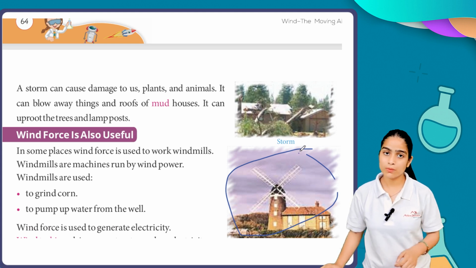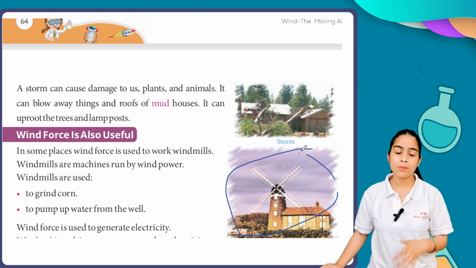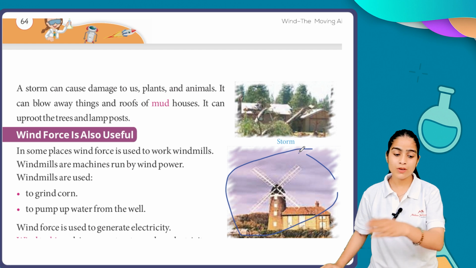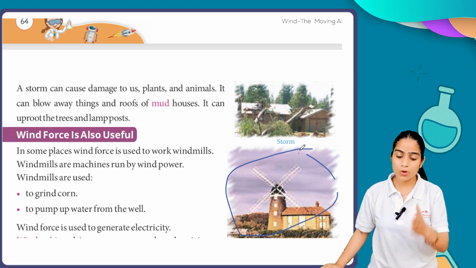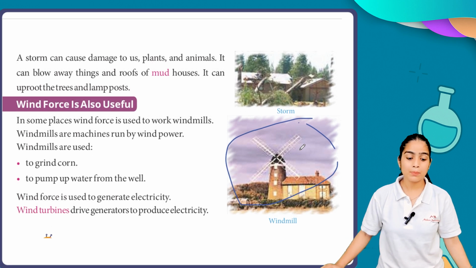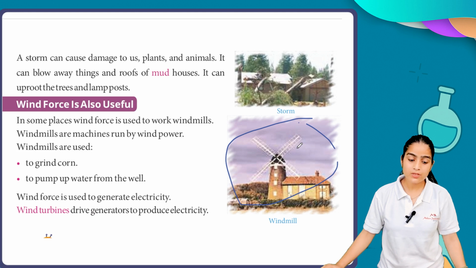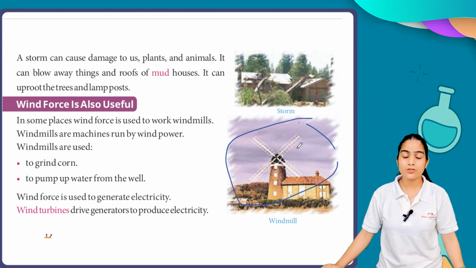This is called a windmill. It has four wings and it moves round and round to grind corn and pump up water from the well. With a strong force of wind, it moves fast, and the better it moves, the more efficiently the corn is ground and the more water is pumped out from the well. Wind force is also used to generate electricity. Wind turbines drive generators to produce electricity. So we are also using windmills and wind turbines to produce electricity.